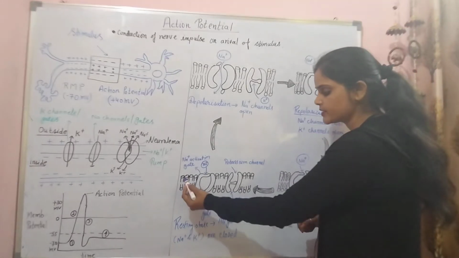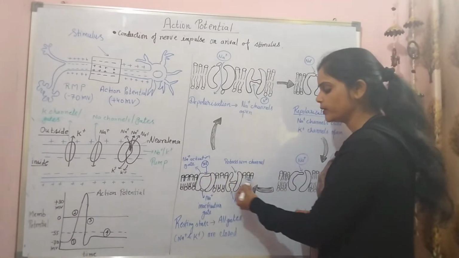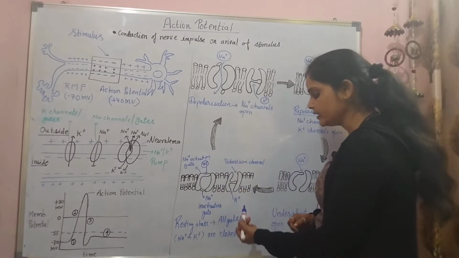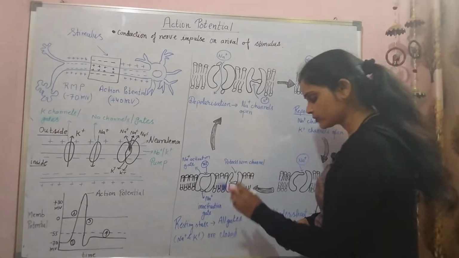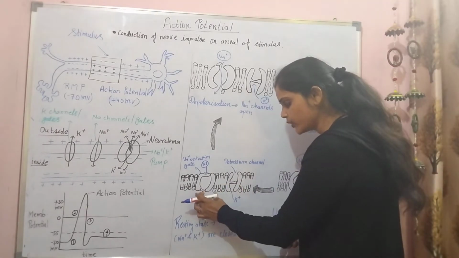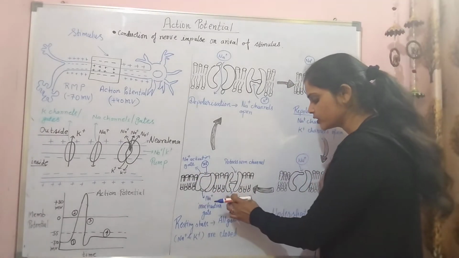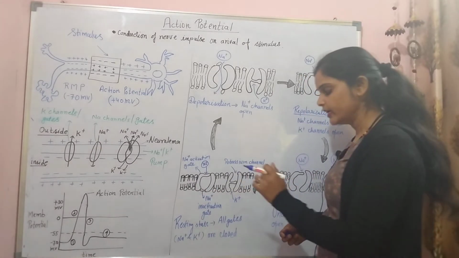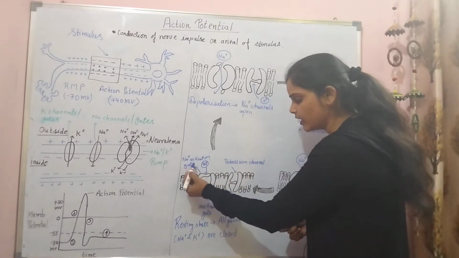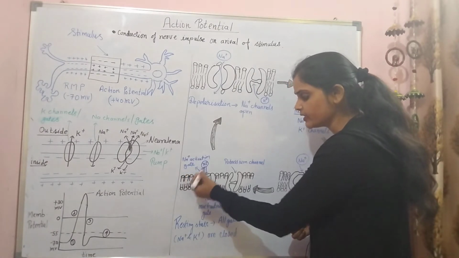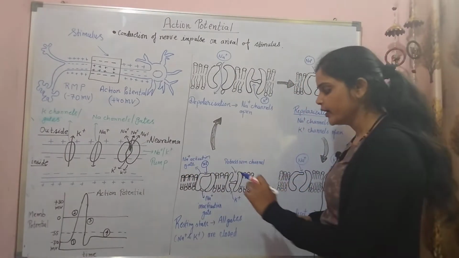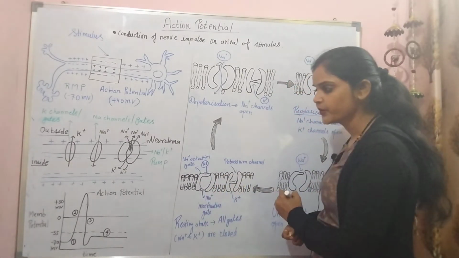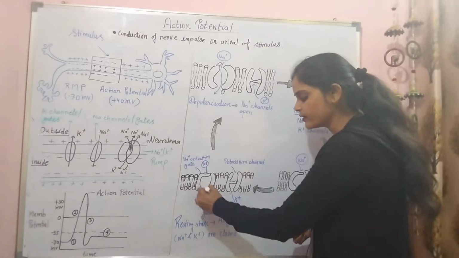Say it's a neuronal membrane or plasma membrane, which has a lipid bilayer. In this, I have shown the sodium channel and the potassium channel. In the resting stage, the sodium activation gate is inactivated. It is not allowing any entry of sodium ions inside.